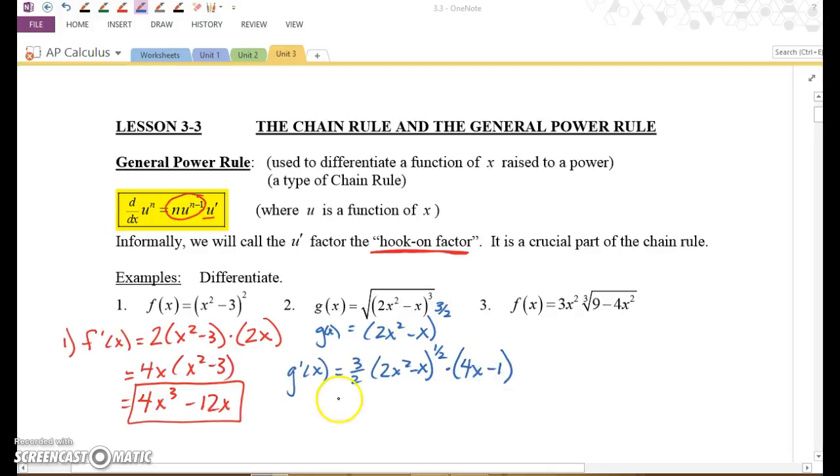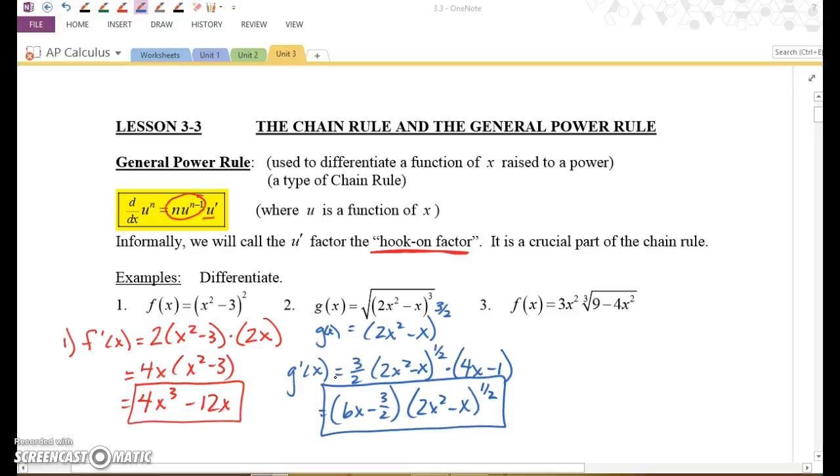To simplify that, you never want to do anything with a quantity that has an exponent. Even if it was squared and it was factorable, you just don't touch it. When you simplify, you only work with a linear quantity and any constant in the front. So we multiply 3 halves times 4x. 3 halves times 4 would be 6, so 6x. And 3 halves times 1 is minus 3 halves. Then we leave that quantity to the 1 half alone. That would be a simplified form of this function.